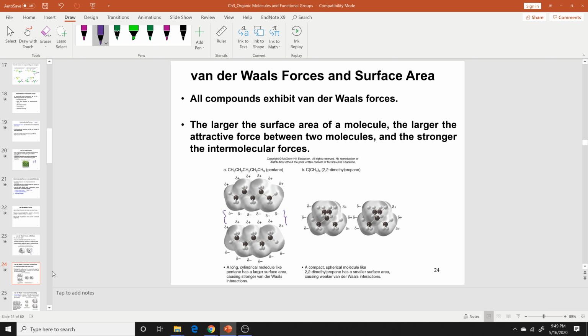Neopentane is a branched 5-carbon compound. This is an N chain. This is pentane. Again, it's 5 carbons, but it is an N chain where the charge is spread over a larger surface area. So the intermolecular forces, the van der Waals forces in this case, are going to be stronger when the molecule is larger, and you have larger attractive forces between the two molecules.